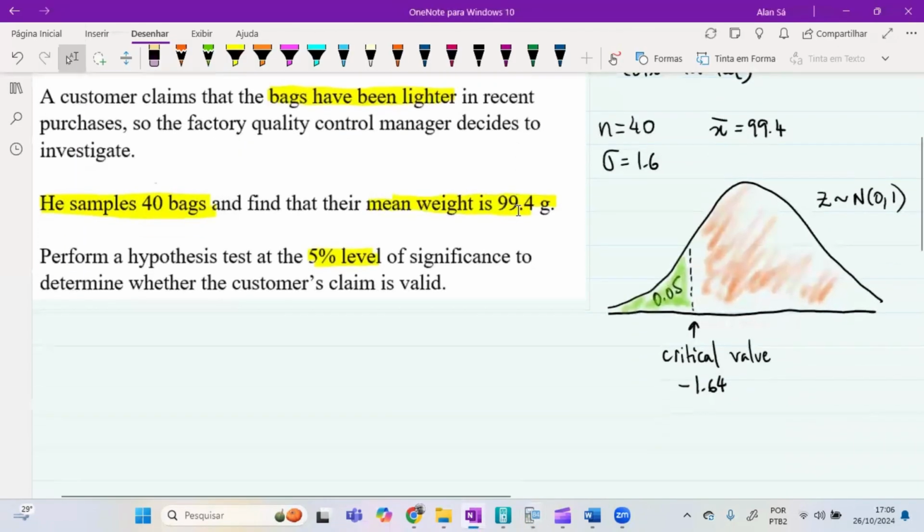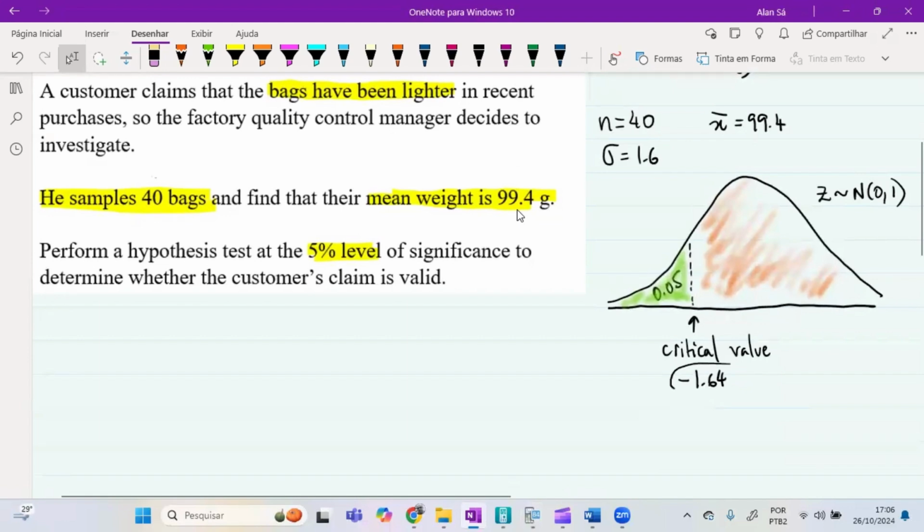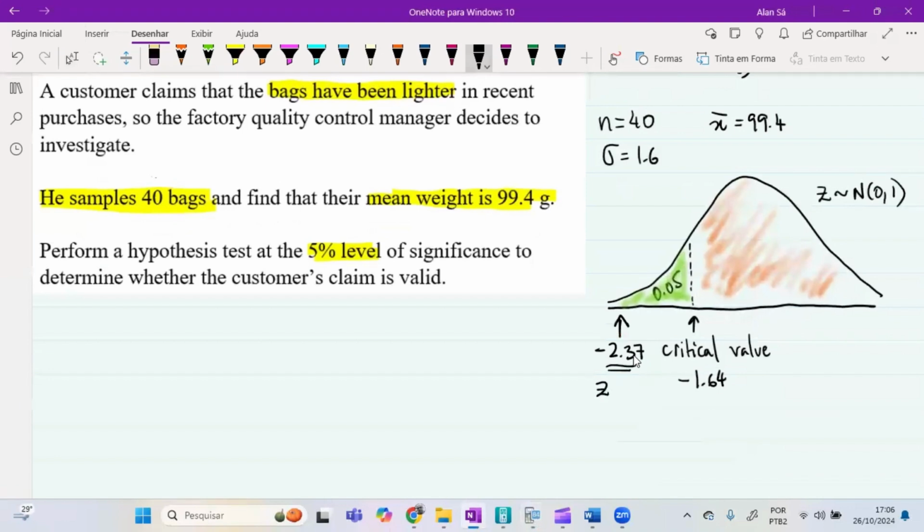Minus 2.37 is a value which is much smaller than minus 1.64. So this value is called the z-statistic. If it lies in the critical region, then we have to reject H0. So in this case, the decision rule is different. Since minus 2.37, the z-statistic, is smaller than minus 1.64, the critical value, then we have enough evidence to reject H0.